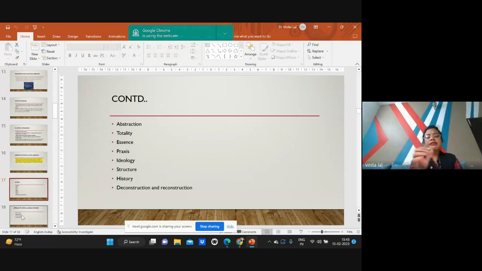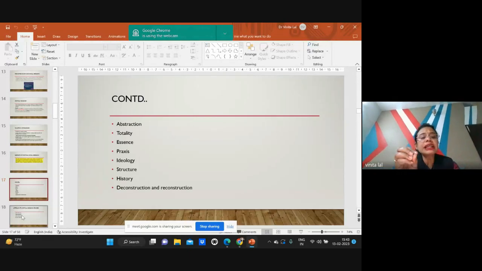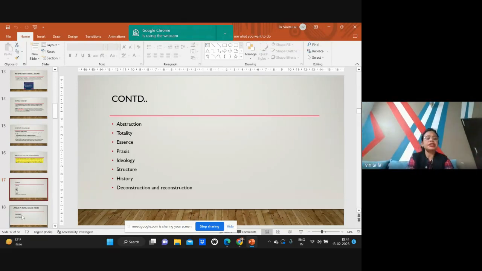An alternative use of the term structure is to see something that can be reduced to its elements, and the complexity of the structure is decomposed into a network of linked parts with a view to exposing the elements and simplifying the whole. This is ideology. Next is history.